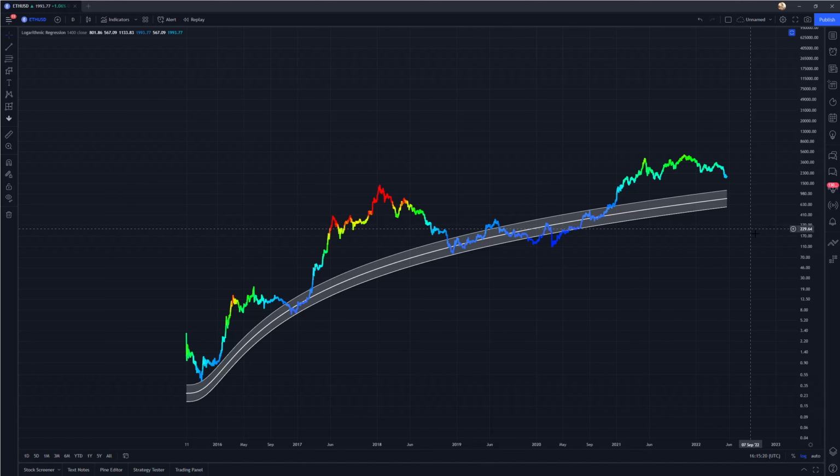Today I'm going to be covering a long-term logarithmic regression curve indicator that I created for Ethereum to help us analyze and predict the Ethereum market action.